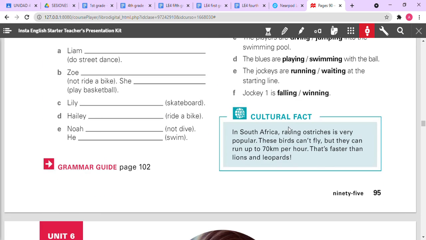Cultural fact. In South Africa, raising ostriches is very popular. These birds can't fly, but they can run up to 70 kilometers per hour. That's faster than lions and leopards. Okay, this is information about ostriches.